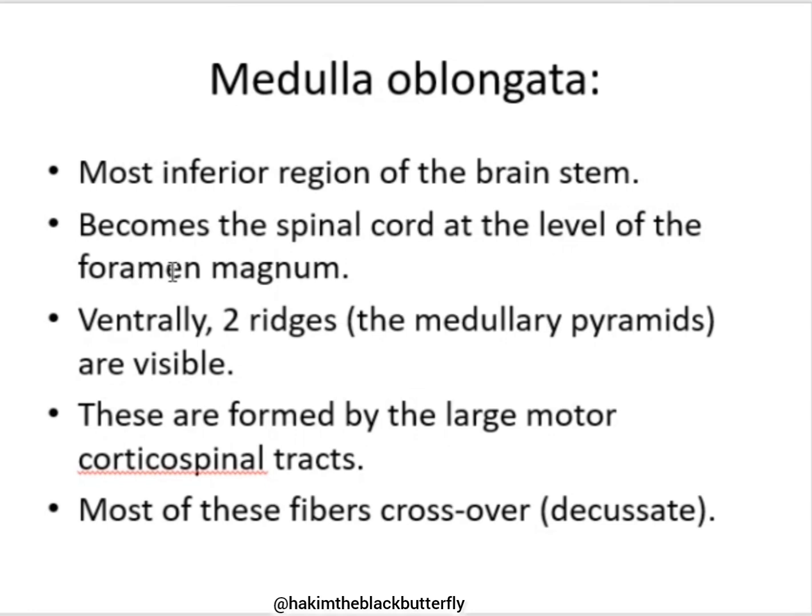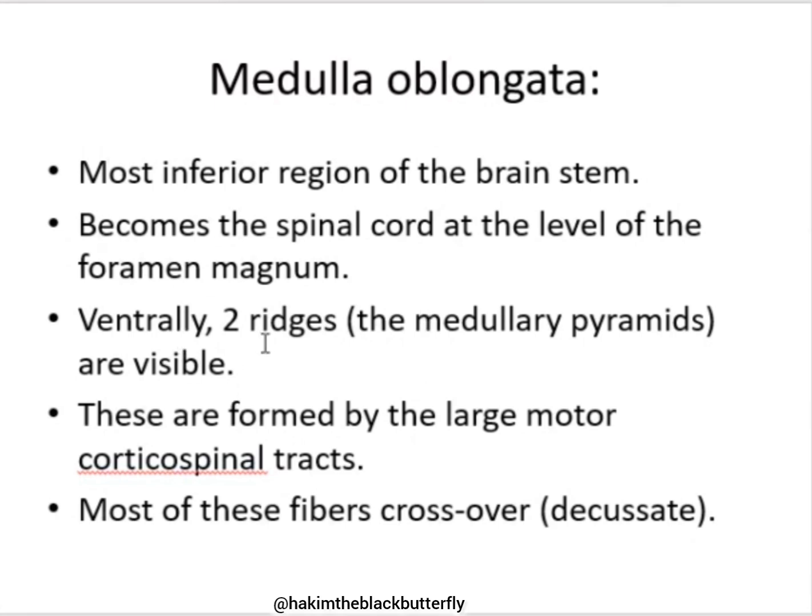So the medulla oblongata is continuous with the spinal cord at the foramen magnum. On the anterior aspect of the medulla oblongata, you're going to see the pyramids. I talked about the pyramids when I was looking at the descending tracts. When the descending tracts reach the medulla oblongata, they form the pyramids, and you can visualize those pyramids on the anterior aspect of the medulla oblongata as two ridges.